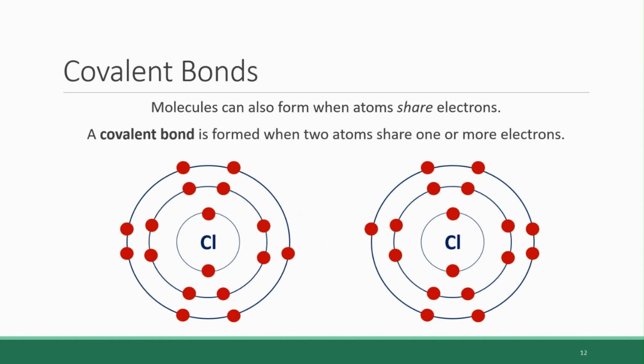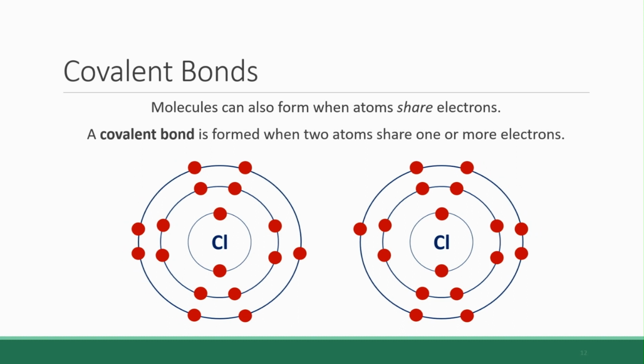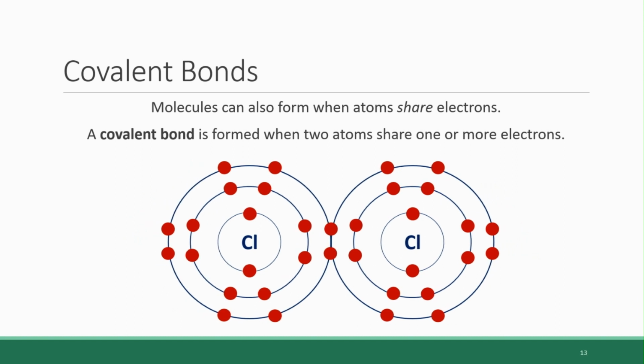Okay? So in this example, we have two atoms of chlorine. The atoms will come together and they both bring one electron to the table, and they form a covalent bond, where this pair of electrons belongs to two separate orbitals. It belongs to the orbital of the chlorine on the left, and it also belongs to the orbital on the chlorine on the right.